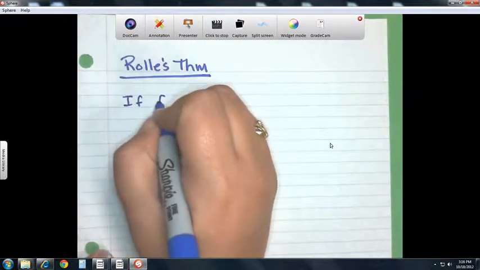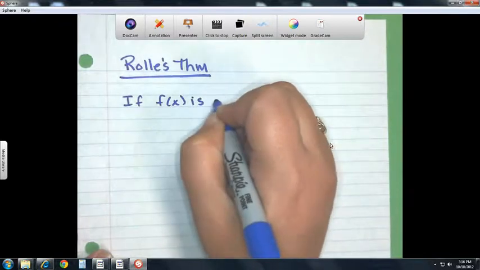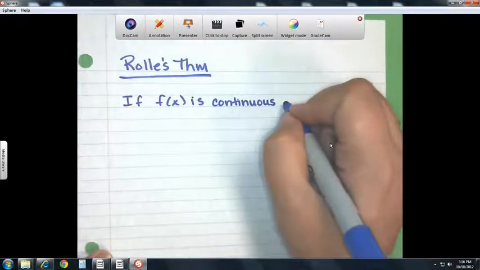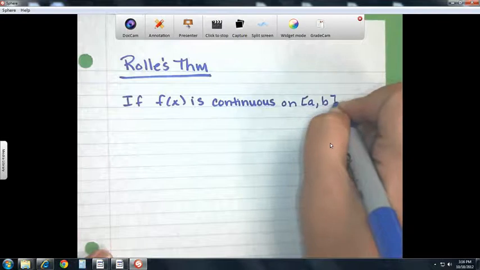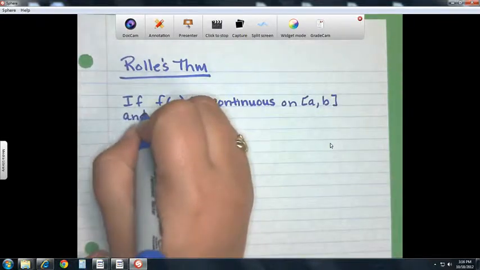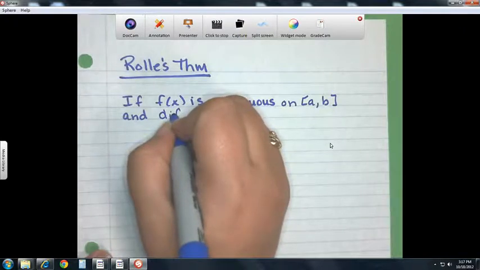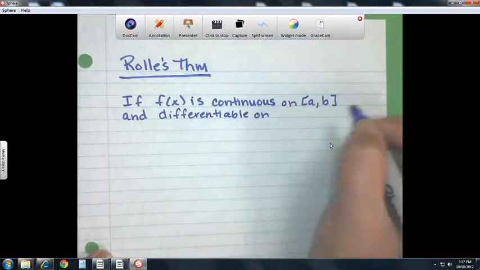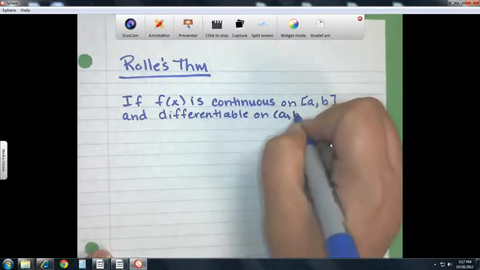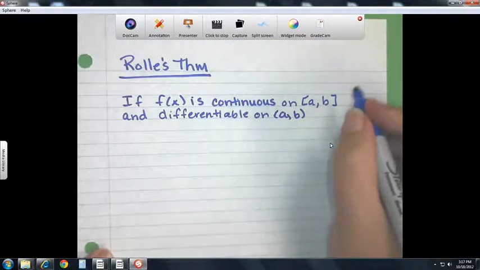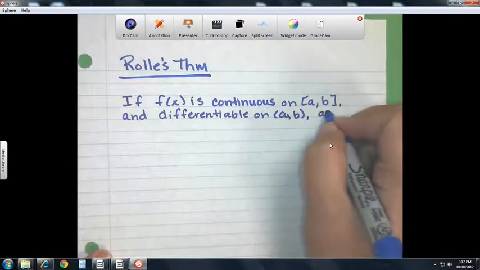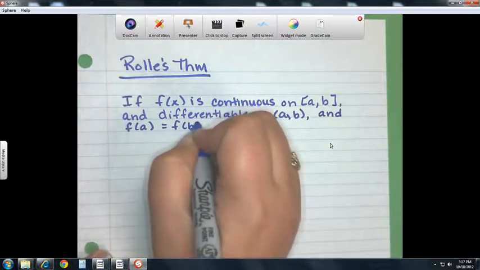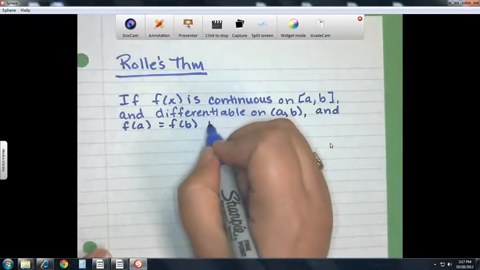First, I have to draw it because we always draw a graph. Then they tell me about this function. It's continuous. It's differentiable, so no corners, vertical tangents, or holes. And f of a is the same as f of b. Did they tell us what was going on in between? No. Just continuous. What would the derivative have to equal at some point on that interval? 0. Because at some point on an interval, you have to be flat.